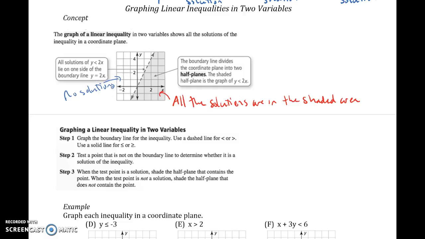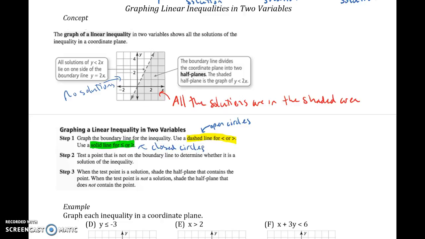Okay? So what you need to do is you need to be very careful with graphing your line, of course, and then there's going to be a boundary line. So notice here in the steps, the boundary line is going to be dashed for just a regular less than or greater than, but if it's greater than or equal to or less than or equal to, it's going to be solid. The dash is basically a way to represent open circles. And then the solid line is a way to represent closed circles.